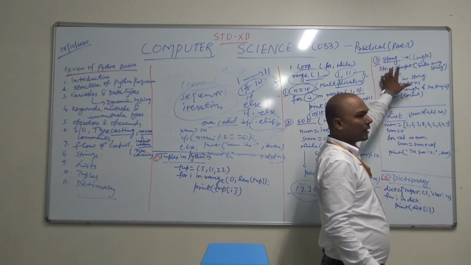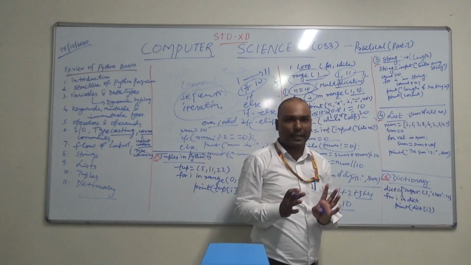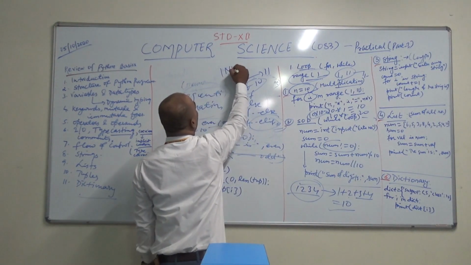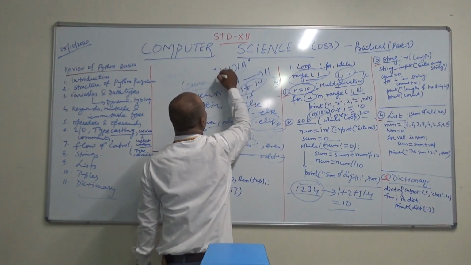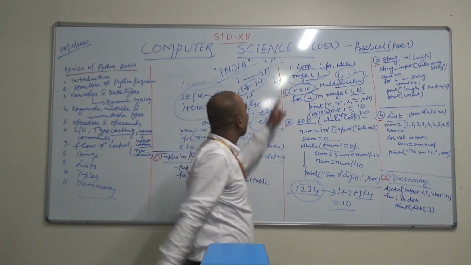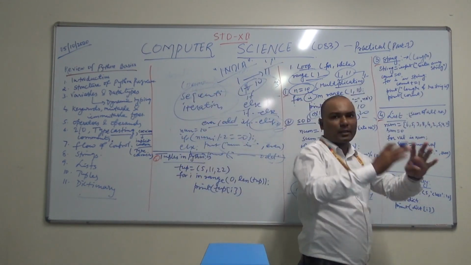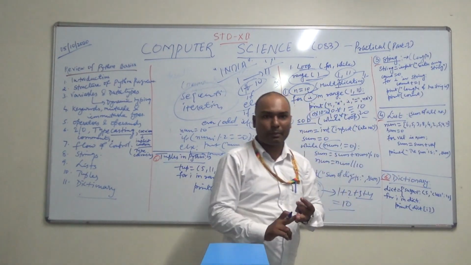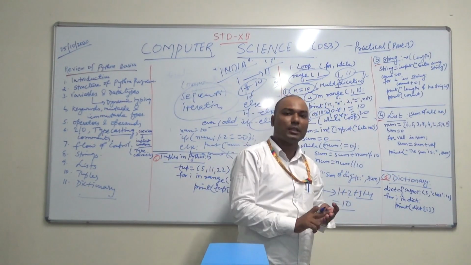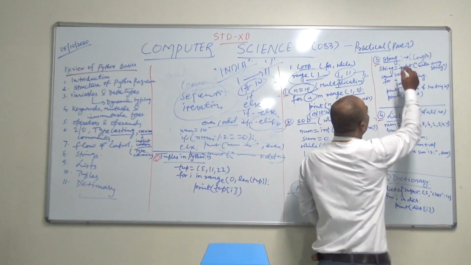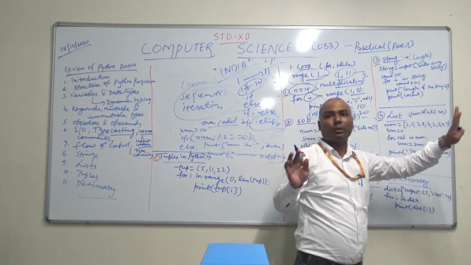Similarly in the case of a string, strings are a sequence of characters. Suppose we have declared "India"; this is a sequence of characters enclosed in double quotes. Or 'I' is a single character enclosed in single quotes. There are many applications of strings: string concatenation, string replication, string reversal, and string membership operators.